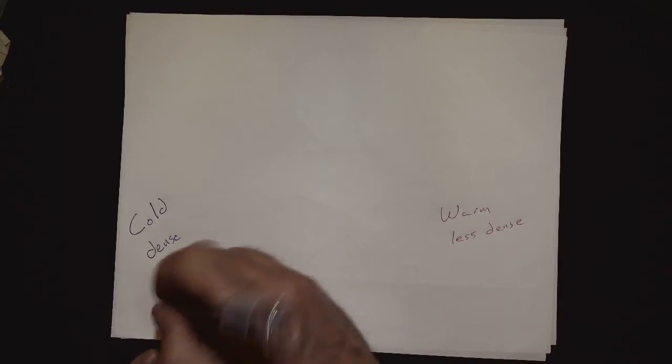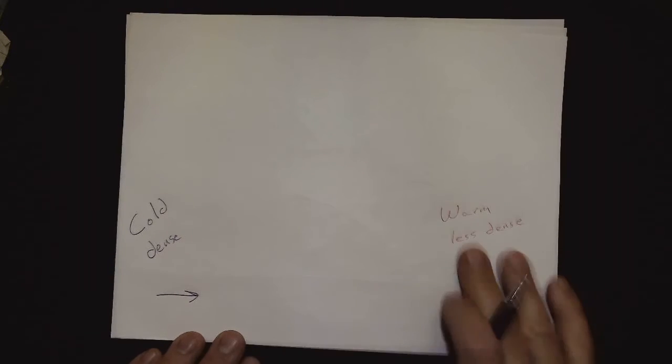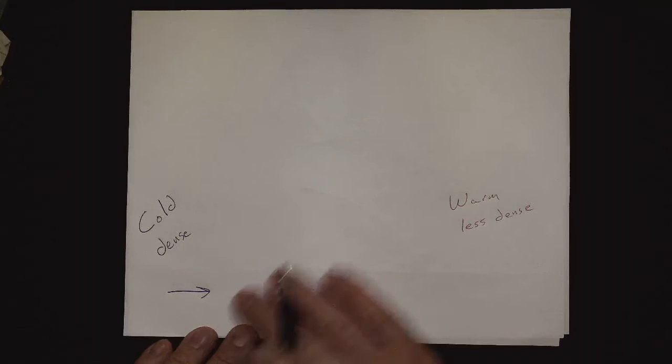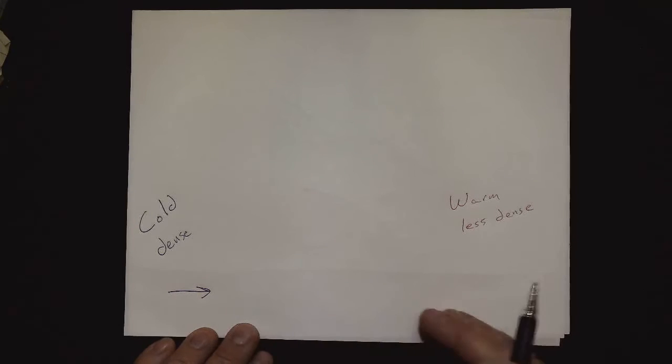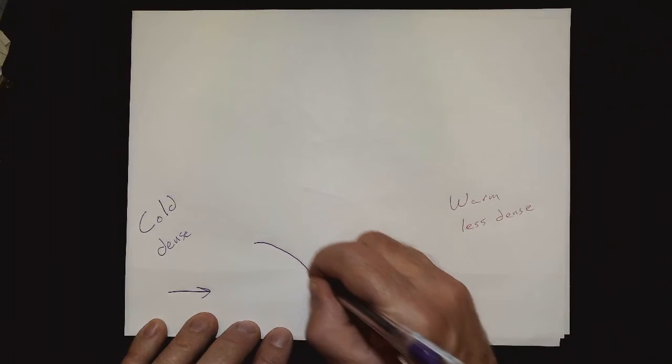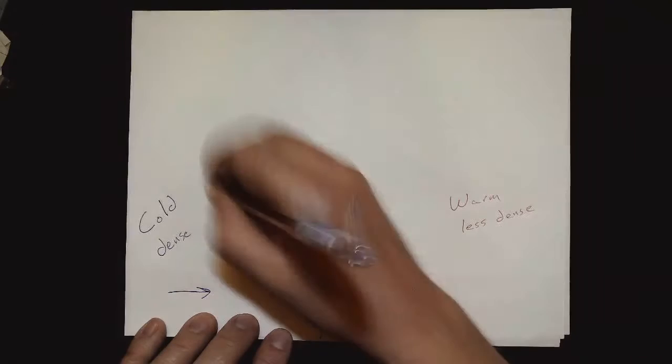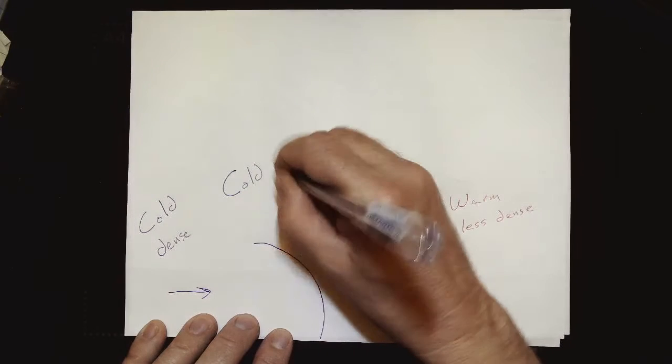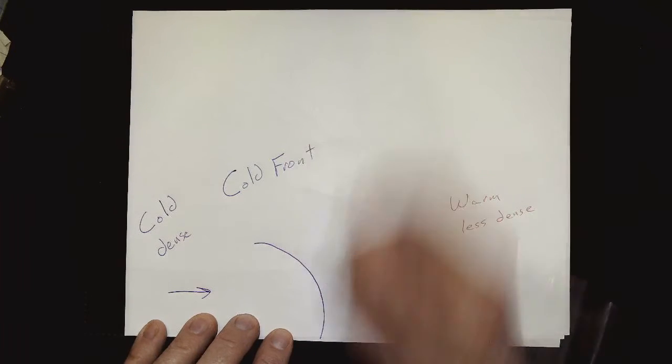So if cold air starts to move this way, what is it going to do to the warm air? Is it going to slide up on top of the warm air or push underneath the warm air? Well, I think you probably got that right. It's going to push underneath the warm air. And that means a cold front looks sort of like this.